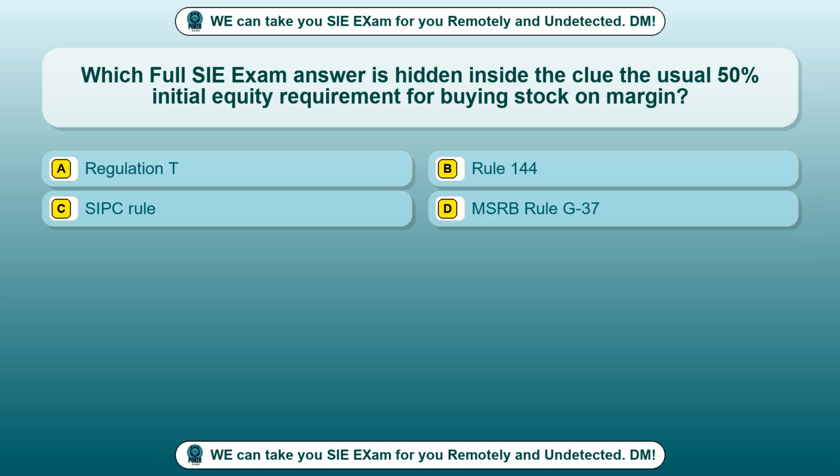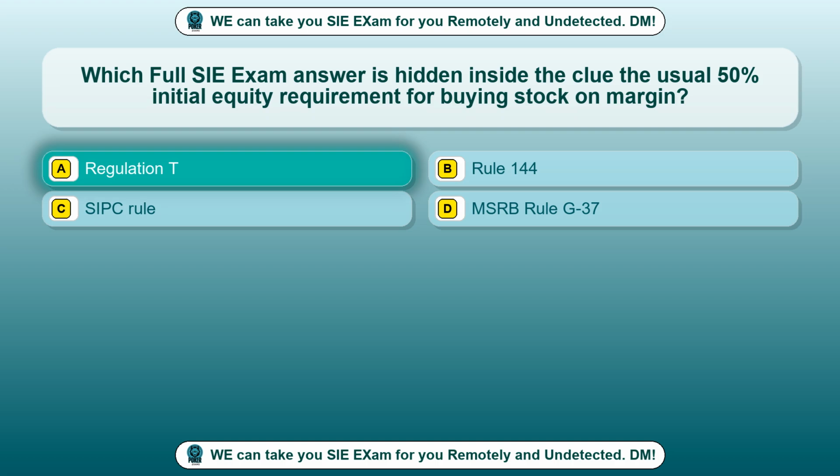Question 11. Which full SIE exam answer is hidden inside the clue? The usual 50% initial equity requirement for buying stock on margin? Option A, Regulation T. Option B, Rule 144. Option C, SIPC Rule. Option D, MSRB Rule G37. The correct answer is option A, Regulation T.